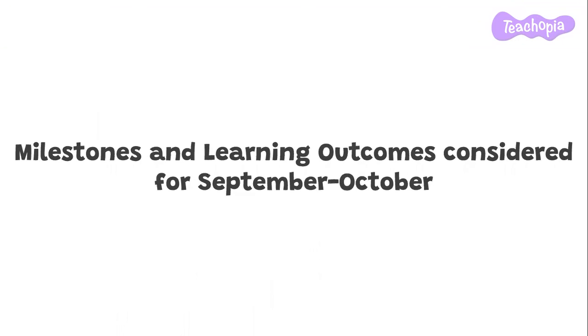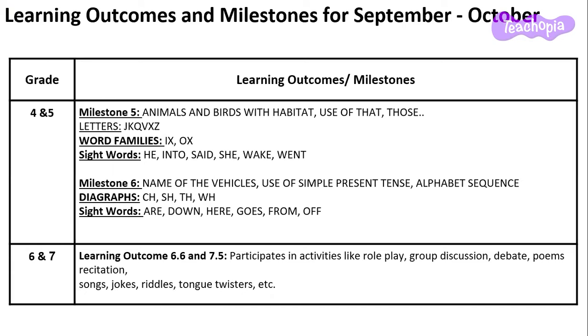In this module, we can see the following milestones and learning outcomes. For grade 4 and 5, you can see milestone 5 and milestone 6, whereas for grade 6 and 7, we will be dealing with 6.6 and 7.5 learning outcomes.